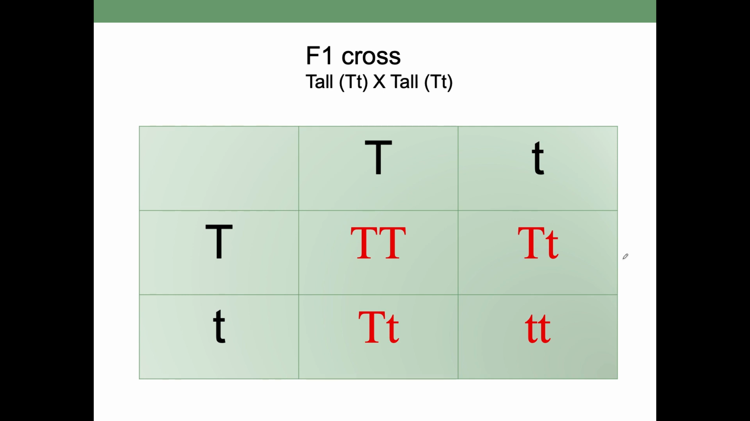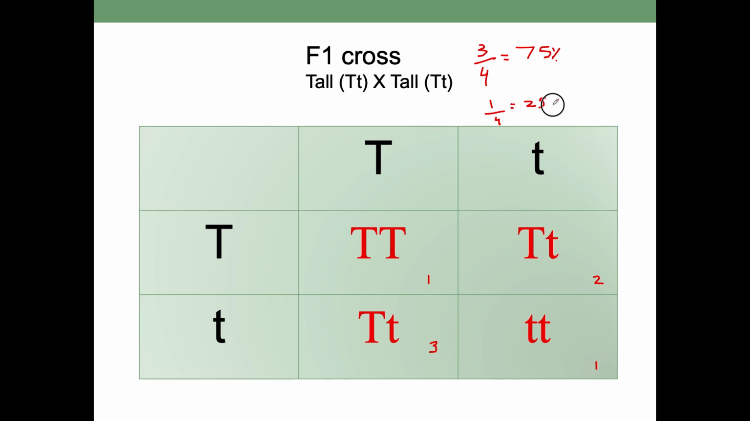Okay, now think about, of those 4, how many of them will have the short phenotype? Okay, hopefully you figured out that there will be 1, 2, 3 tall plants and 1 short plant. So in other words, for the tall phenotype, 3 out of 4, or 75%, will be tall, and the remaining 1 out of 4, or 25%, will be short.